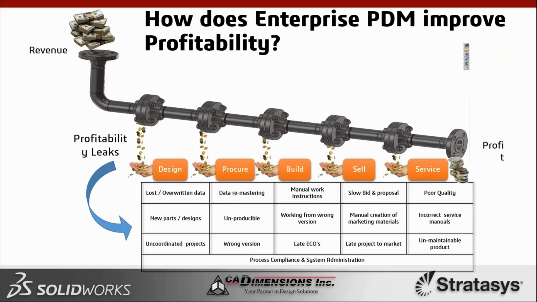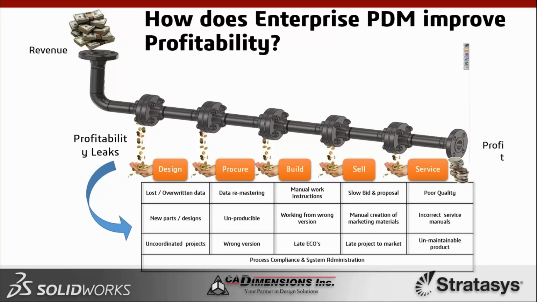Now, here's really the best way to look at how to understand whether your organization needs a PDM system. If you think about revenue and profit and what it takes to turn revenue into more profit, you look at all the different departments, you look at the processes, and all along the way you find deficiencies, right? You find that engineering is losing data, and that purchasing is sending out the wrong revision to be manufactured or procured.